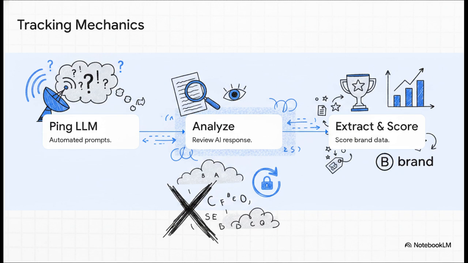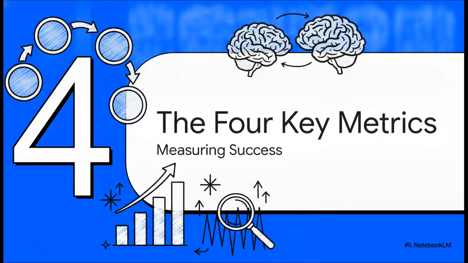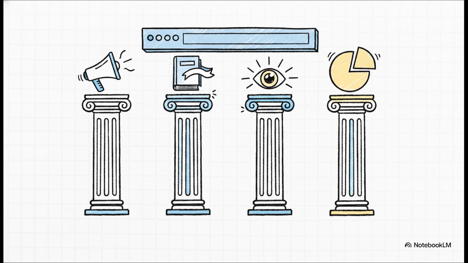Notice what's completely missing here. There's absolutely zero talk of backlinks or keyword density. It is quite simply prompting an AI and analyzing its direct output. Section 4. The 4 key metrics, measuring success. These trackers quantify your success across 4 core pillars: mentions, citations, visibility, and share of voice. These 4 metrics form the absolute meat, the dashboard of any true LLM tracking tool. Let's see how this builds before we dissect them individually.